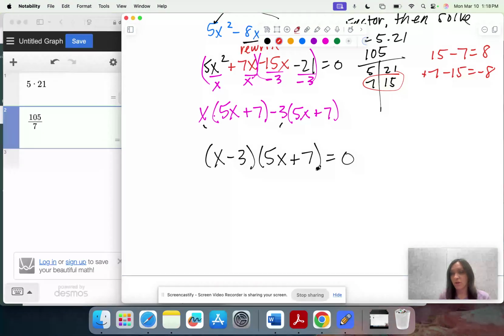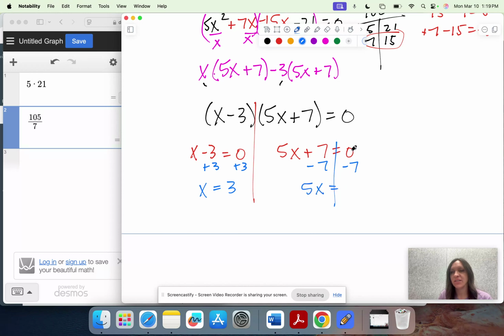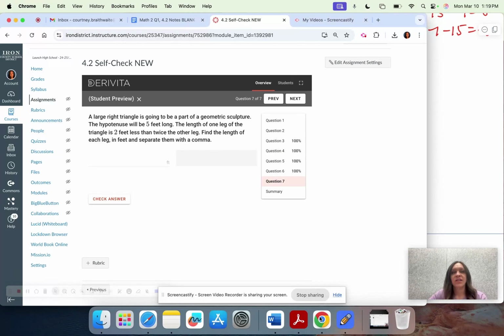Once it's in factored form, we solve by using the zero product property. So I'm going to set each factor equal to 0, and then solve for x. So x equals 3, and then this one's a 2-step. I start by subtracting the 7. 0 minus 7 is negative 7. Divide both sides by 5. x equals negative 7/5. So I have 3 and negative 7/5.